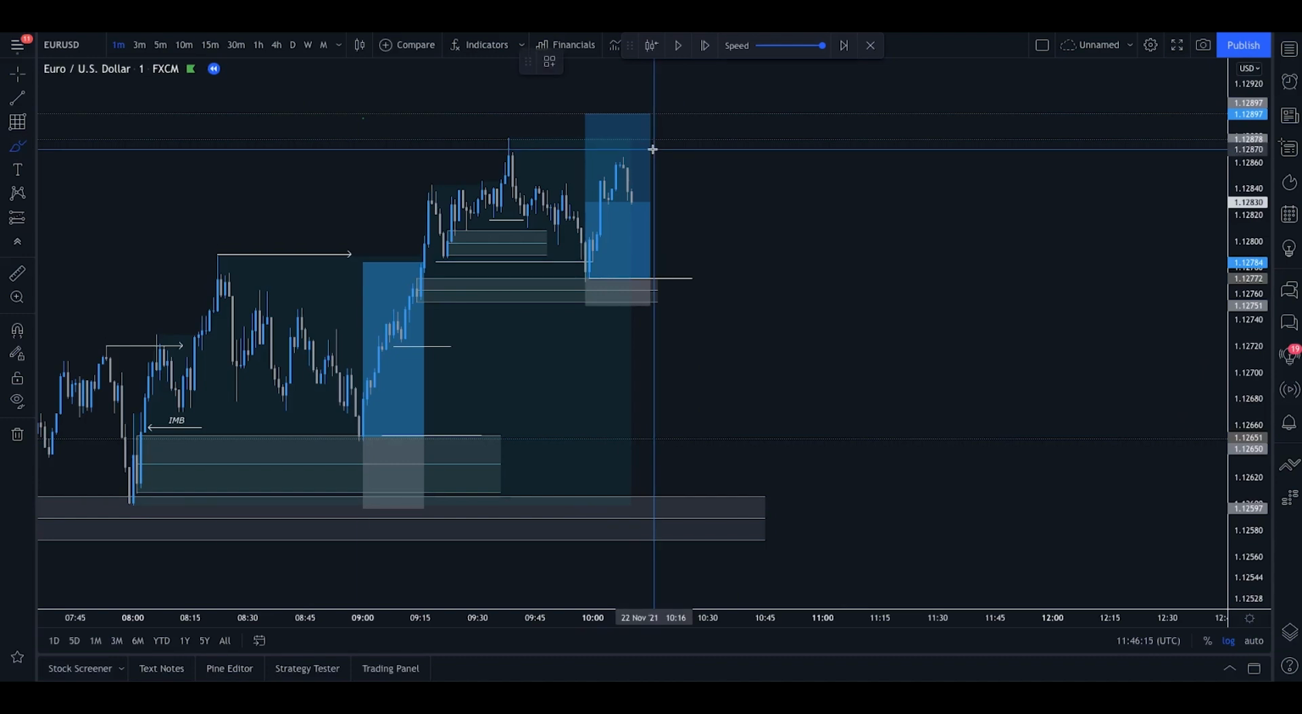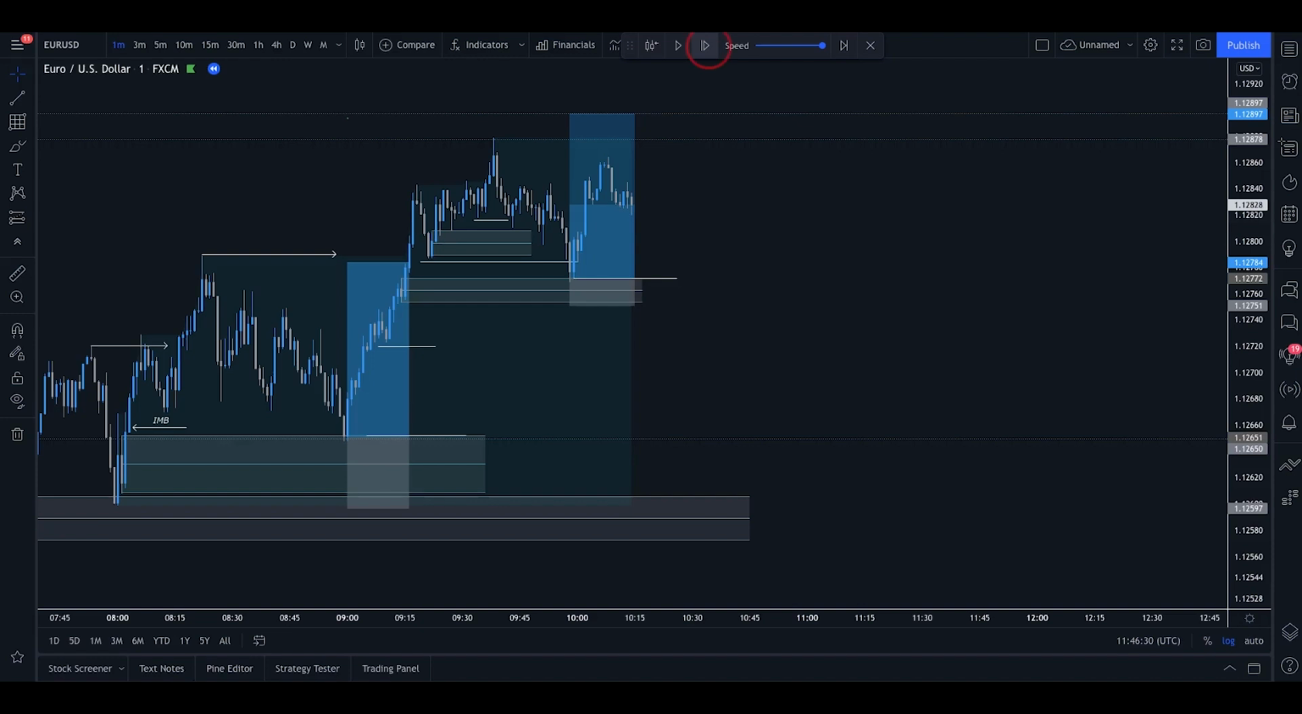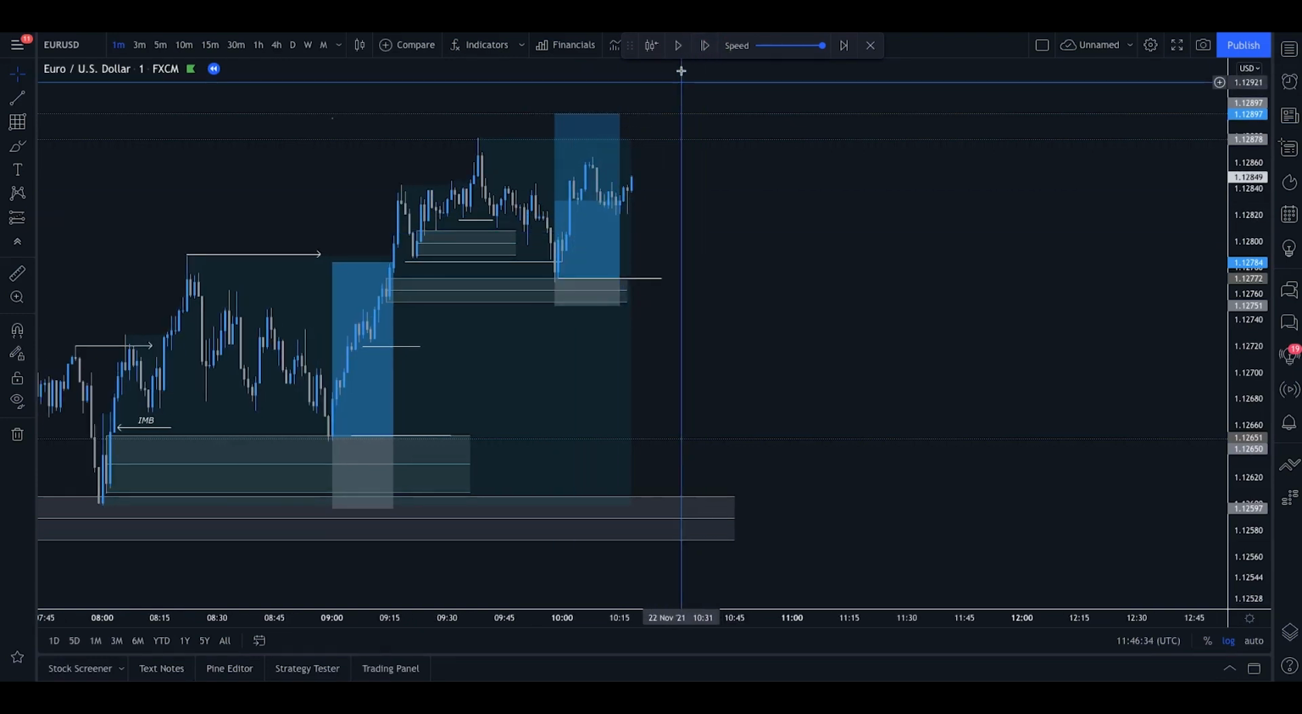So if we get a move like this, breaking that high there, that is when I'll then look to trail the stop up to this point. Let's see how the market goes. Are we going to get the break or are we going to get a breakdown? Area of interest is going to be this demand area if we do come down.